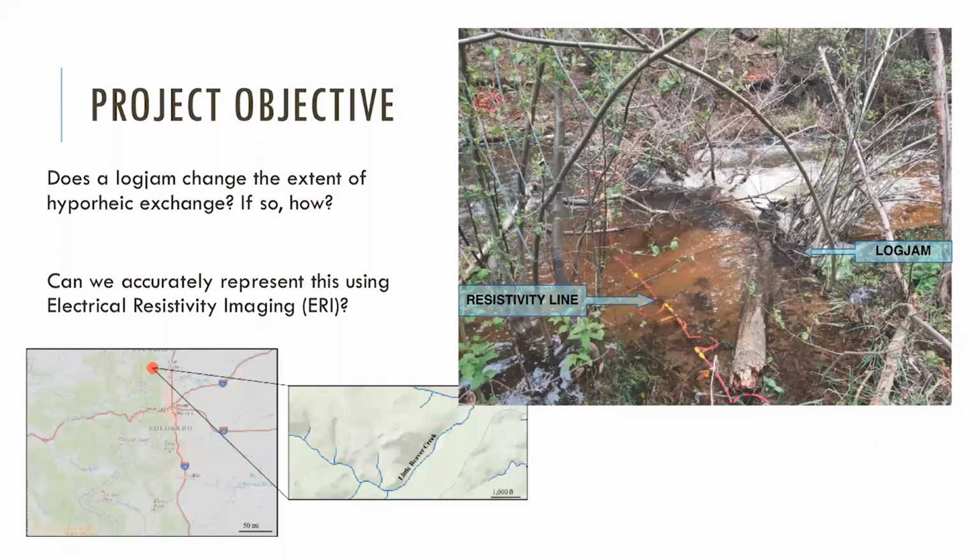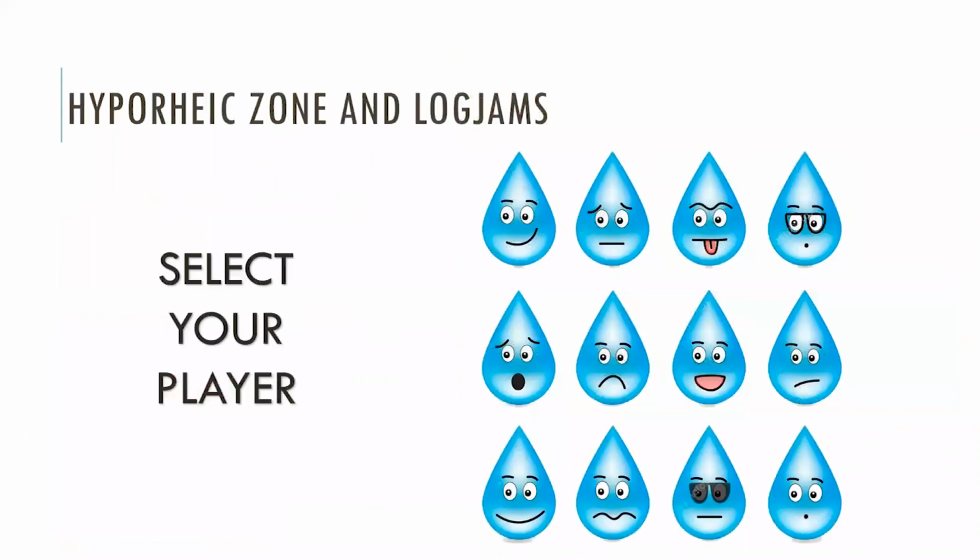We used, for the first time in a field setting, a geophysical method called electric resistivity to understand the complex hydrological processes in the subsurface when logjams are present. In the picture on the right, you can see our logjam site, and the resistivity line is running across the stream to better understand the hydrological processes underneath. We'll talk more about why we care about logjams, the extent of the exchange, and how that cable is used to help us understand underneath processes.